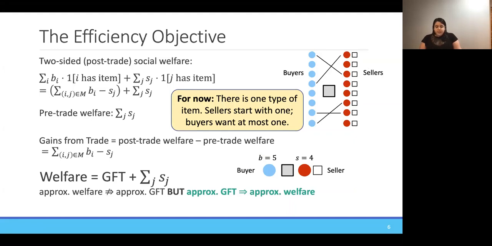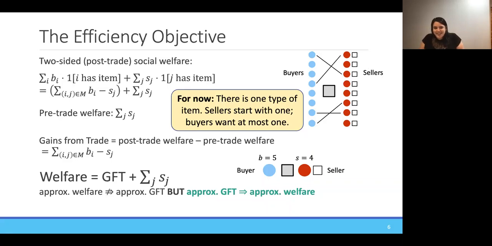And so just for an example, suppose we have a setting with just one buyer and one seller. This is called bilateral trade. Suppose the buyer's value is 5 and the seller's value is 4. So just for a sanity check to make sure we understand these objectives, what is the best thing we should do? Should we trade or should we not trade to maximize either objective?